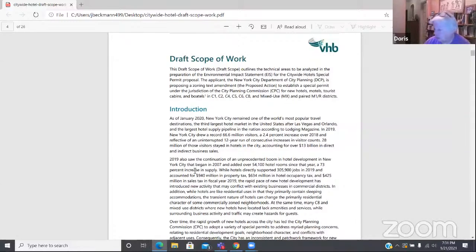So this is very, very early in the discussion with the Department of City Planning. There is a meeting tomorrow if anyone is interested. I'm just going to listen. I have nothing to say. They're still in the scoping phase.